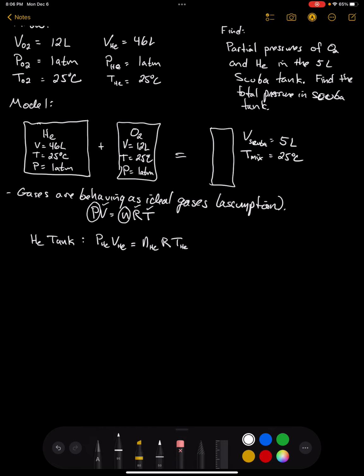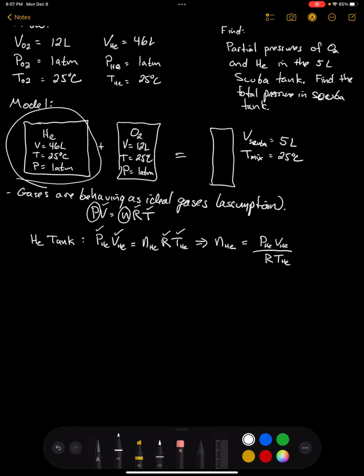And when I look at what I know about my helium, I actually know what my pressure is, I know what my volume is, I know the gas constant, and I know what my temperature of the helium is. And so I can use this equation to find the number of moles of helium, which is just equal to the pressure of the helium times the volume of the helium divided by the gas constant times temperature of the helium.